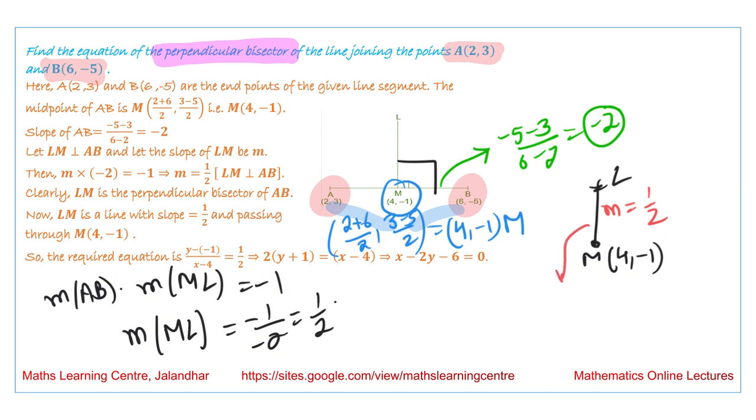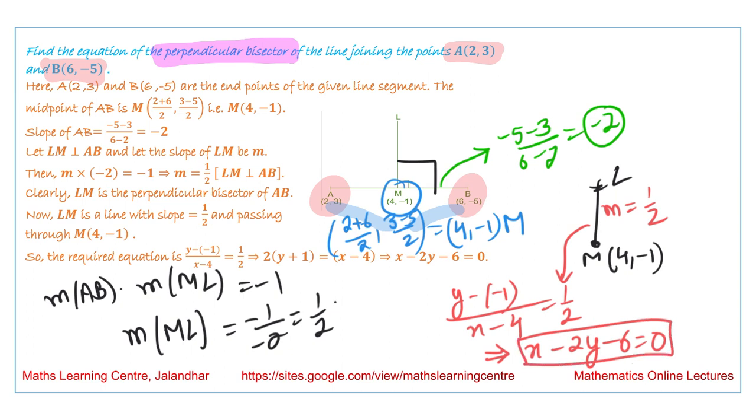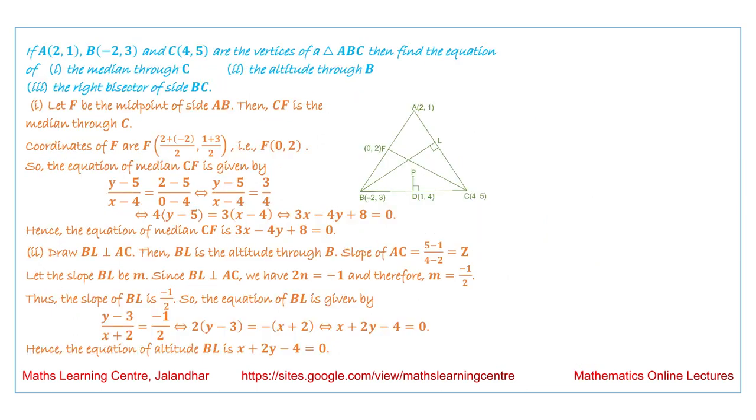So the equation of this line is given by (y minus minus 1)/(x minus 4) equal to minus 2, is equal to 1/2. It is not minus 2, it is 1/2. And on solving this, we obtain the equation of this line as x minus 2y minus 6 equal to 0. So this is the equation of the perpendicular bisector of the line joining the points A (2, 3) and B (6, minus 5).